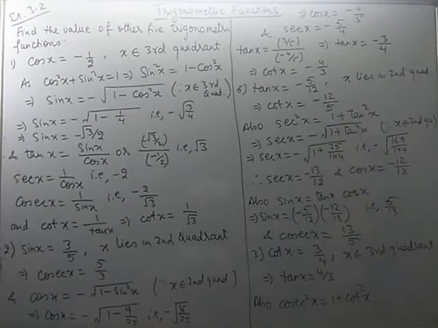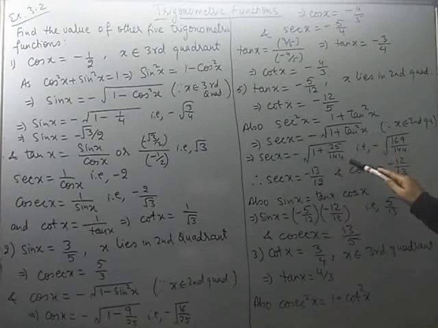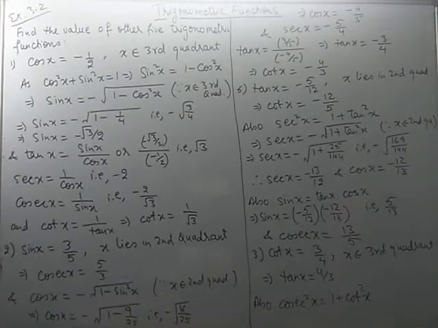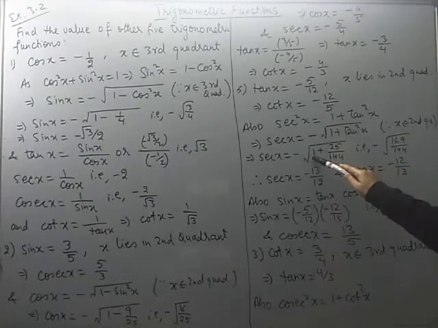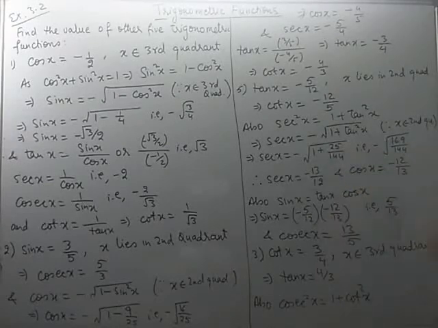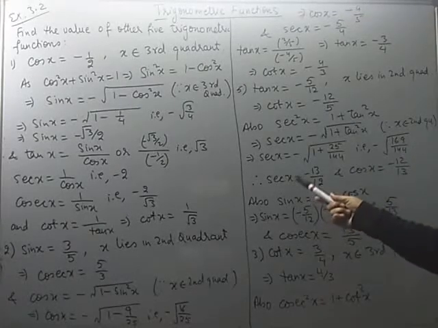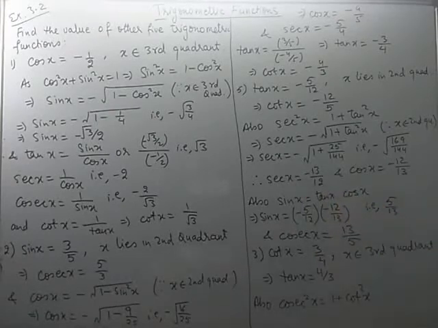So square of minus 5 by 12 will be 25 over 144. You take LCM and add 144 plus 25, which is 169. So here we get 169 over 144. You can see both are perfect squares, so we can take the square root. Sec x is minus 13 by 12. And so its reciprocal cos x will be minus 12 over 13.